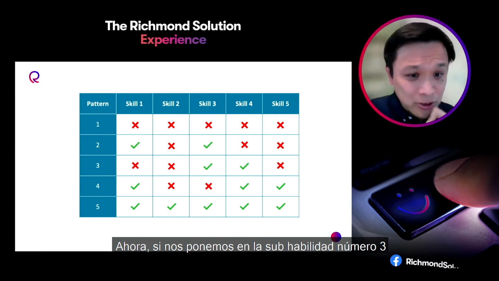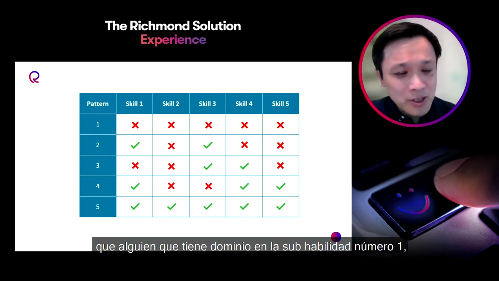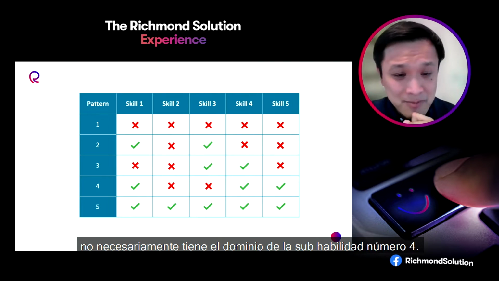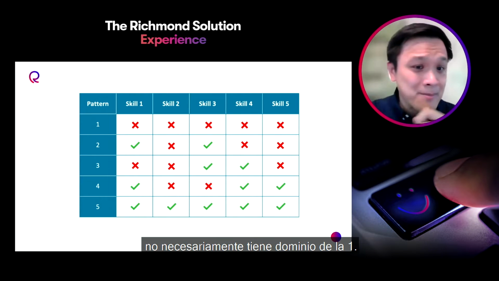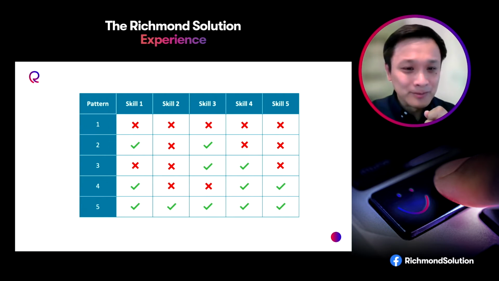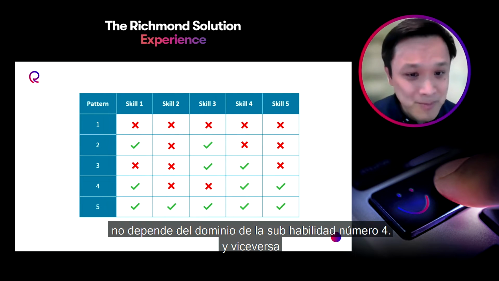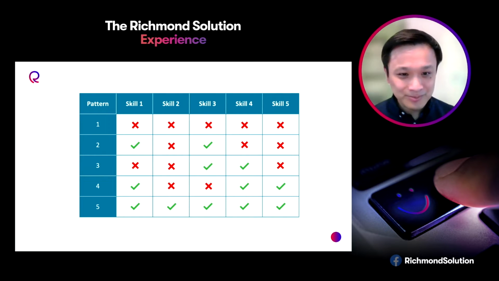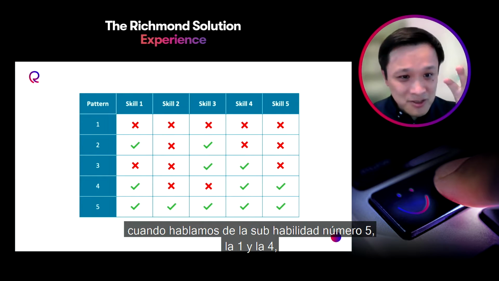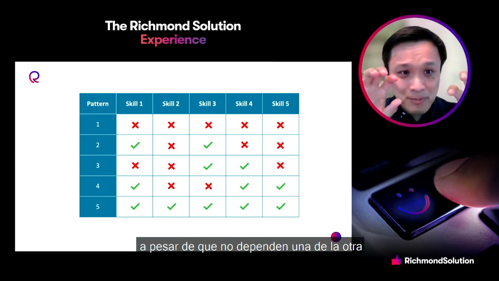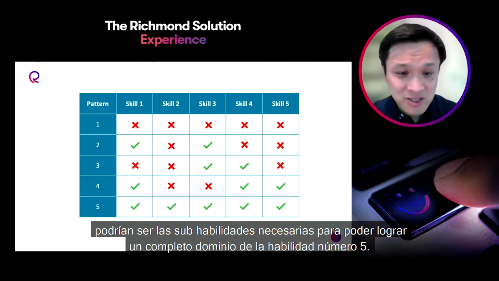Now let's take a look again at patterns 2 and 3. We can see that in pattern 2, somebody who has mastered subskill number 1 did not necessarily master subskill number 4. And in pattern number 3, somebody who has mastered subskill 4 has not mastered subskill 1. What does that tell you? That tells you that mastery in subskill 1 does not depend on mastery in subskill 4 and vice versa. What that tells us, therefore, is that where subskill 5 is concerned, subskills 1 and 4, while they don't depend on one another, might be the skills that are necessary in order to develop mastery of subskill 5.